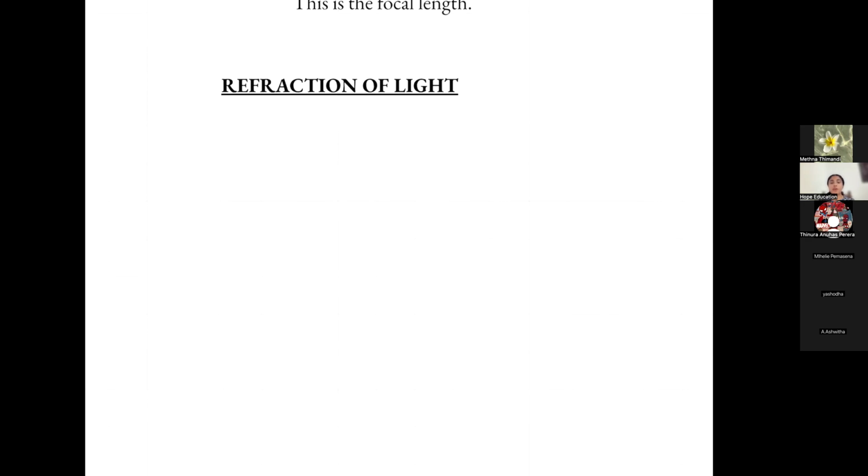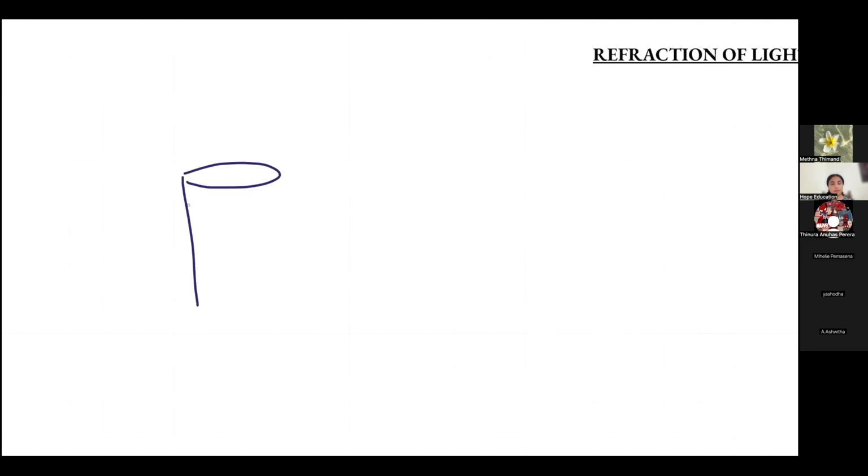Okay. Let me know if you have noticed this. You take a glass of water, filled with water, and you put a straw in to drink water, right? Water is transparent, so you can see through. At the water surface, it looks as if the straw is kind of broken here and there. Have you all noticed this?